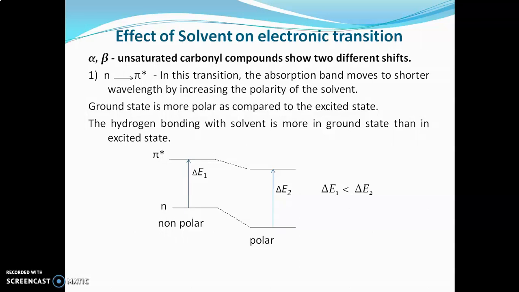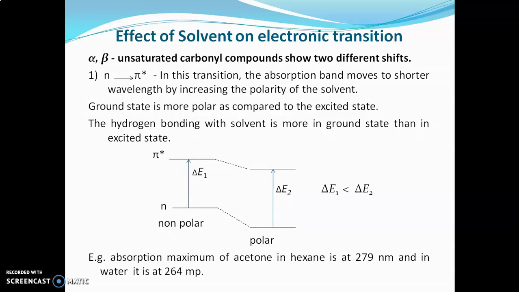If we carefully observe, delta E1 is less than delta E2. That means in polar solvent, more energy is required for this jump. And as the energy required is more, the lambda max will be shorter, because there is an inverse relationship between energy and wavelength. One example is there.